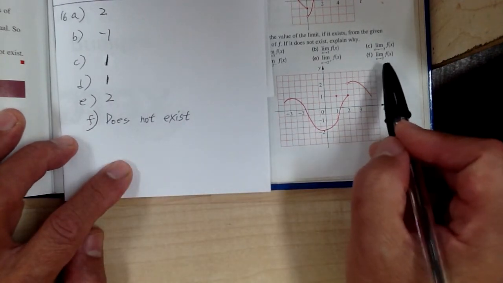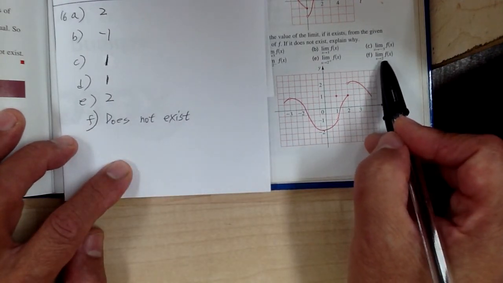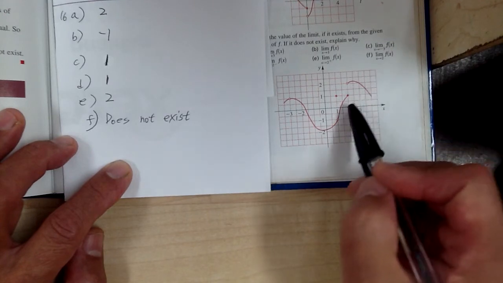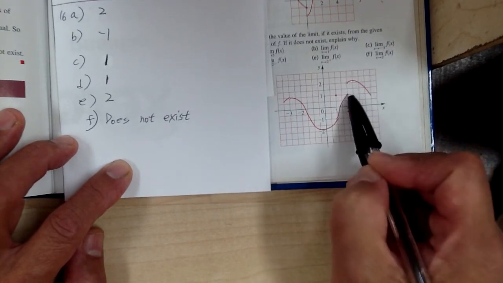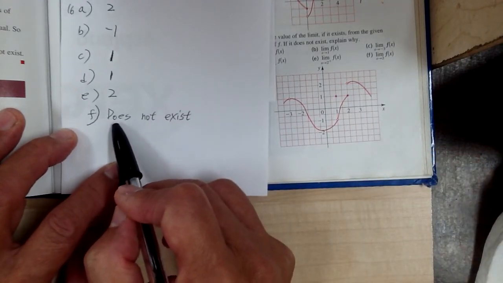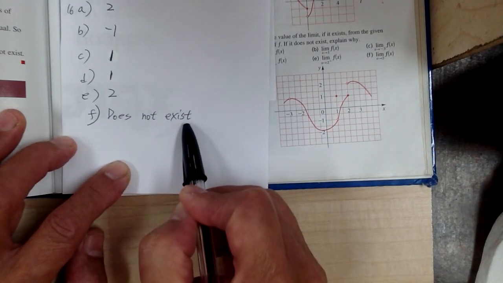Now for the F, you want the function to approach 2 from both directions. Okay, so here's a 2, and you want to approach from both directions. Again, they have different values, so the answer is the limit does not exist. Okay.